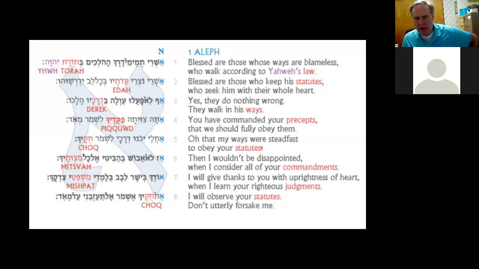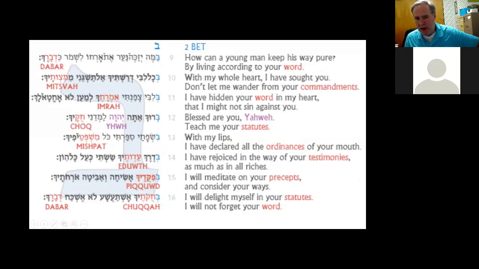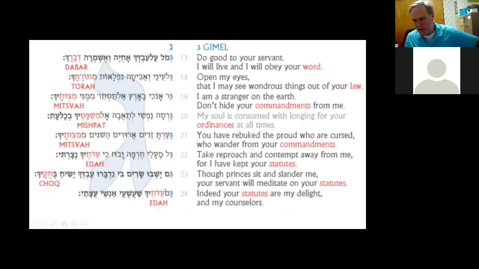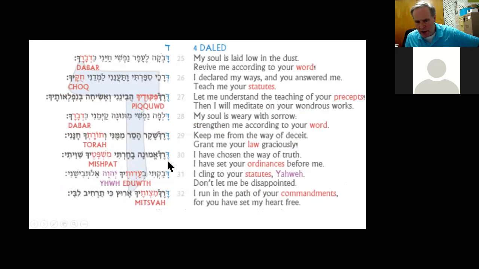But in Hebrew, if you can see right over here, all of the words start with the letter Aleph, Aleph, Aleph, Aleph, Aleph, Aleph, Aleph, Aleph. All of them, the first 8, start with the letter Aleph. If you look at the next 8 verses, all of them start with the letter Bet. If you look at the next 8, they all start with Gimel. And the next one, they all start with Dalet.